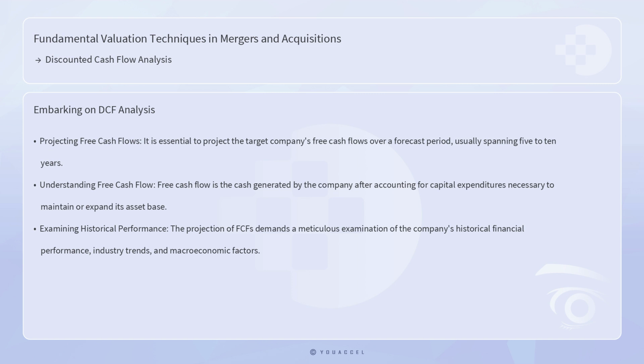To embark on a DCF analysis, it is essential to project the target company's free cash flows over a forecast period, usually spanning 5 to 10 years. Free cash flow is the cash generated by the company after accounting for capital expenditures necessary to maintain or expand its asset base. It represents the cash available to all investors, both debt and equity holders.